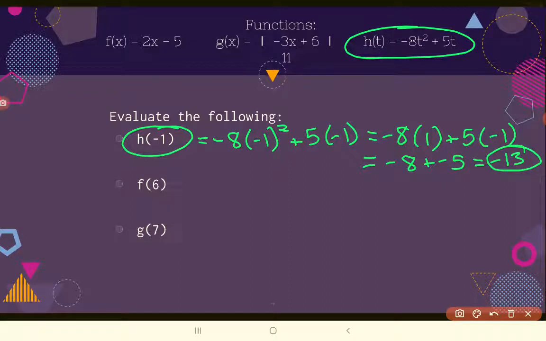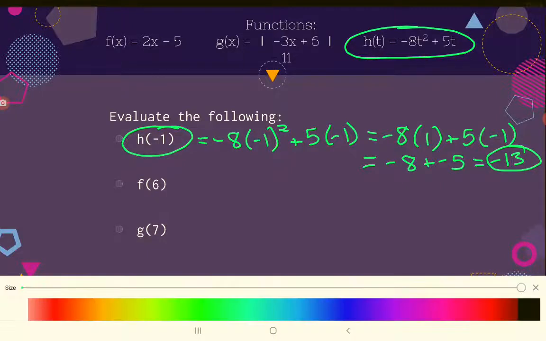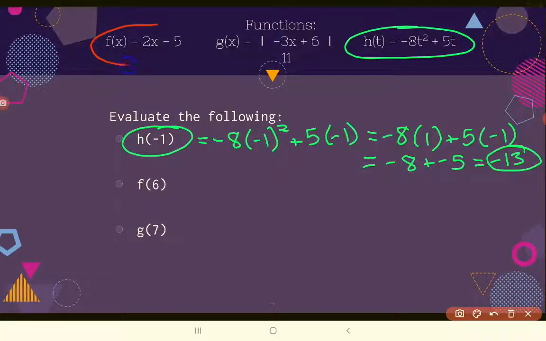So -13 is my output, -1 was my input. The second example says find f of 6. So this time, I'm going to go find function f, which is right here, and this time 6 is my input. So I'm replacing x with 6. And again, I can type that straight in my calculator.